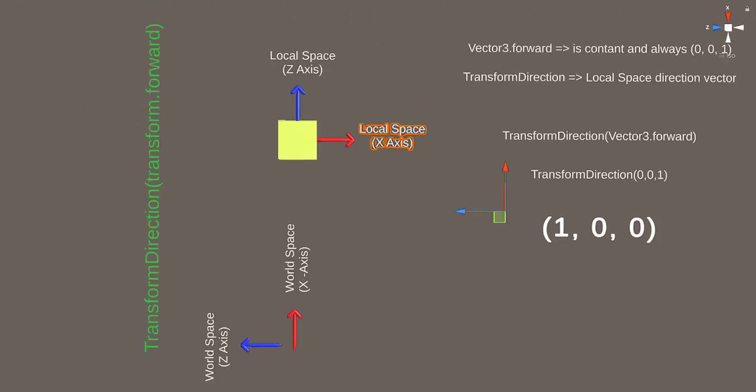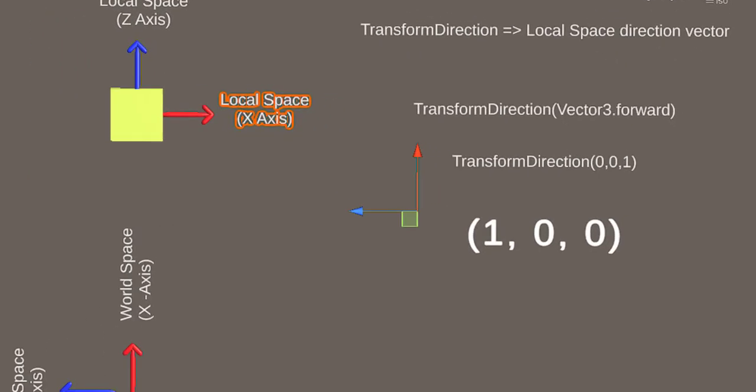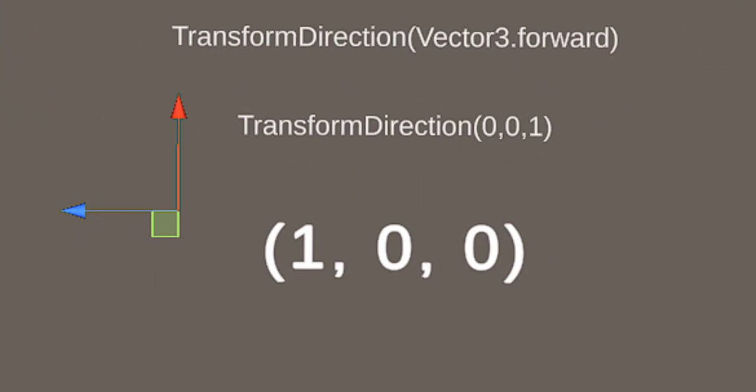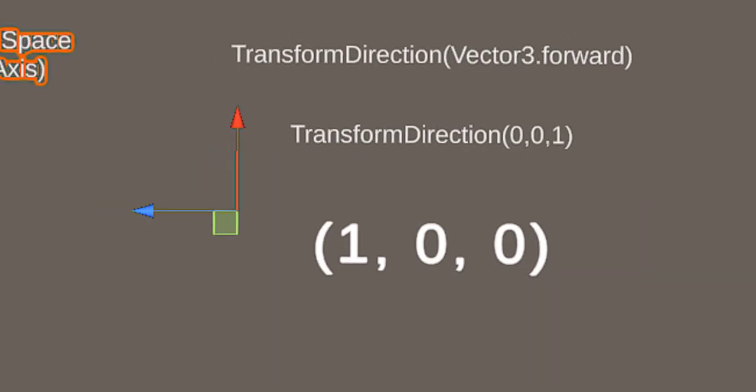As you can see, Vector3.forward is a constant and always indicates the z-axis. TransformDirection takes a local space direction vector and outputs the world space direction vector. In this case, when the game object is rotated 90 degrees, the output becomes (1, 0, 0), which is the global x-axis. So, due to the rotation of the game object, the local space z-axis now equals the world space x-axis. This is pretty straightforward.